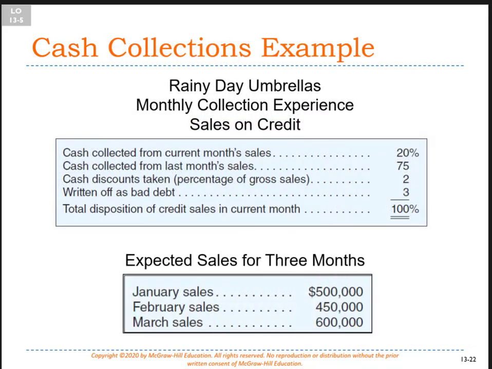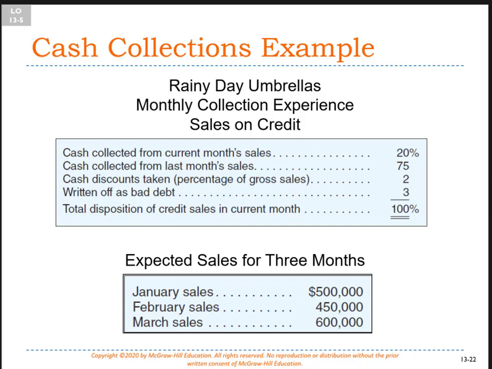Now, when we think about collecting from our customers, we should realize that, especially if we're selling to other businesses, we're not going to sell something and get the cash immediately. There's going to be a time lag, and therefore we must plan that in our cash budget. So for instance, in this situation, we're going to collect 20% of the sales in the current month, 75% from last month, and then we're offering a 2% discount, and there are some parts that we're not going to collect at all. And we're probably going to estimate a little high just in case.